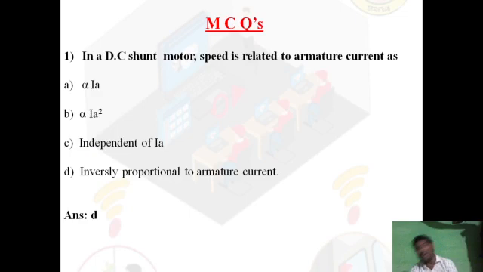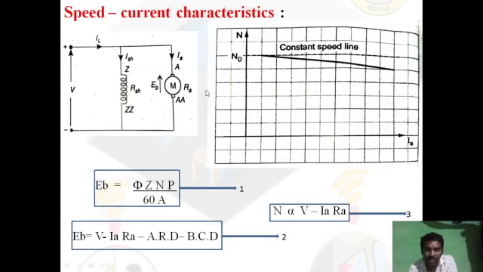So based on these ideas, let us discuss some multiple choice questions. The first one: in a DC shunt motor, how is the speed related to armature current? We have to go for the speed current characteristics and observe this equation. Speed is directly proportional to V minus IRA.